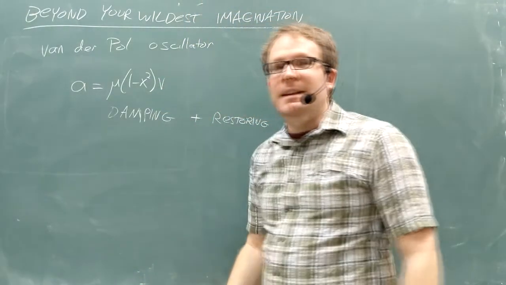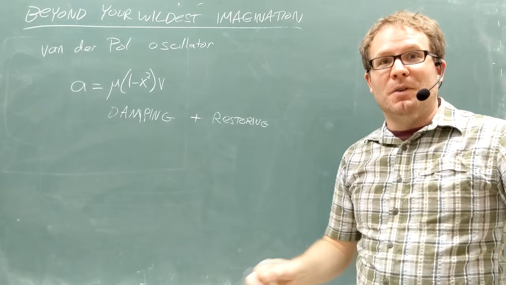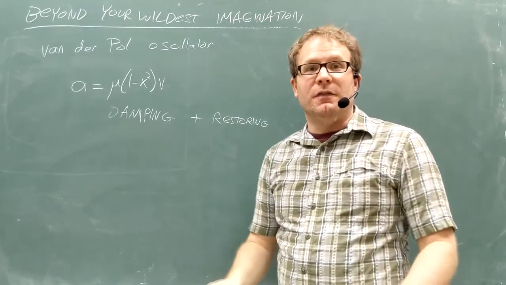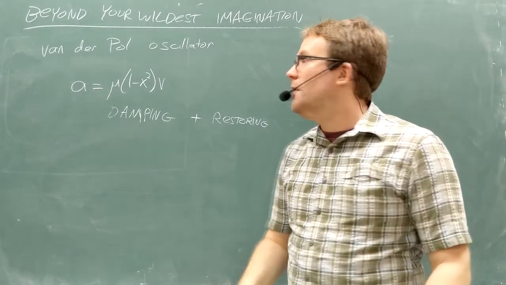Then we multiply that by the velocity because it is a damping term. So the faster you go, the worse the damping is going to be. Again, it's directional based on the v. So if v is positive, it goes one way. If v is negative, it goes the other way.